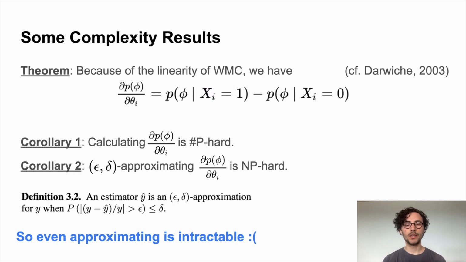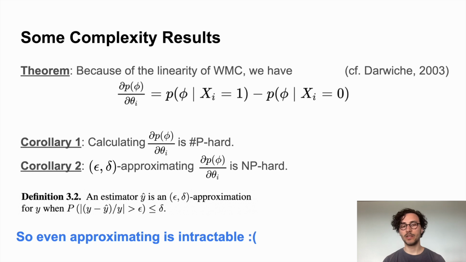Now, the first thing we do in the paper is look at some complexity results. The first observation you can make is that because the weighted model count is linear, we can decompose the gradient, in this case the partial derivative to be precise, as the difference of two conditionals. This is a simple observation, but it has some consequences, namely that calculating this partial derivative is #P-hard, because it's just reducible to the original probabilistic inference problem, which is known to be #P-hard.